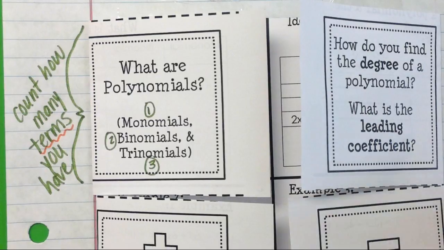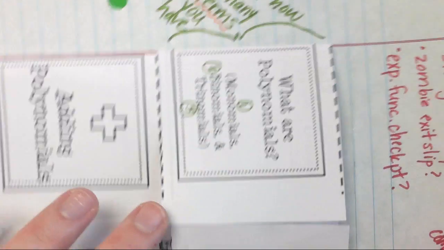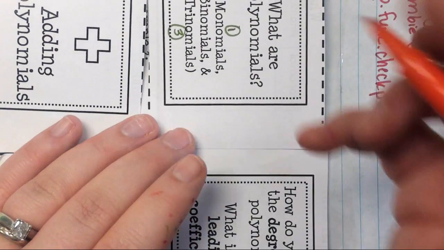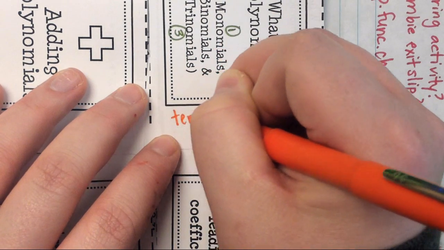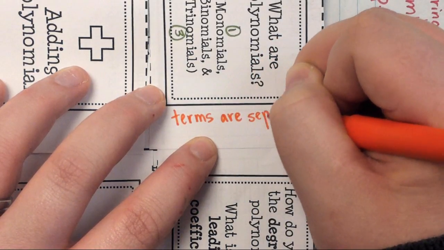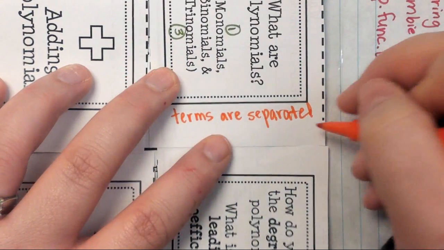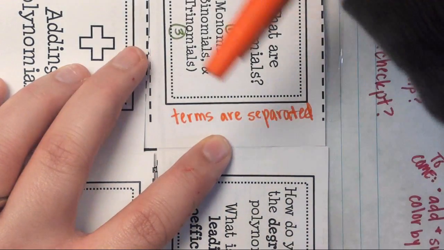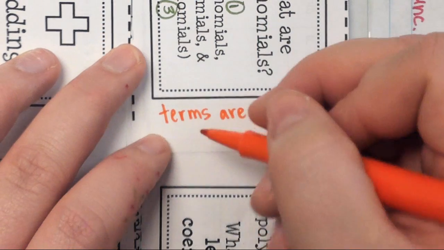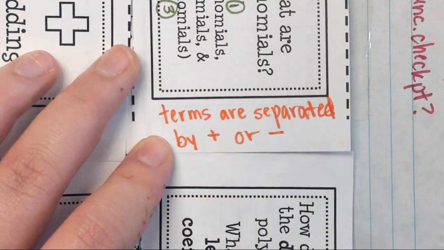So I'm going to write it on the little flap. Does everyone have count how many terms you have? Okay, then I'm going to turn and write on the little flap so you can see what I'm writing. Terms are separated by an addition sign or a subtraction sign.